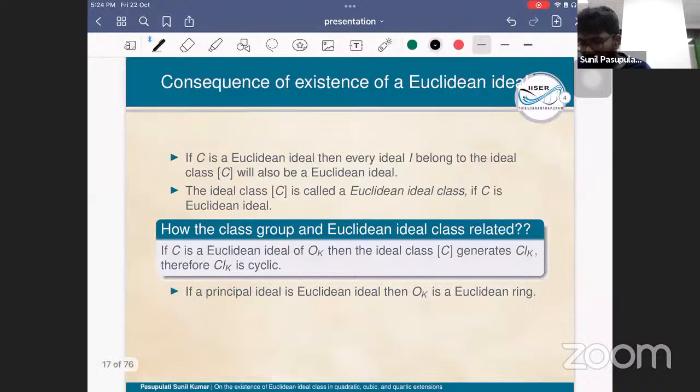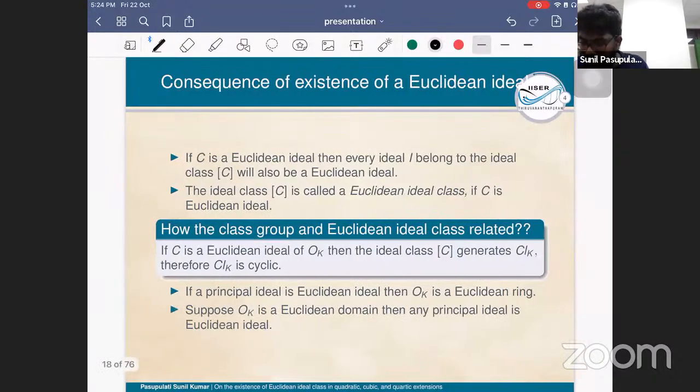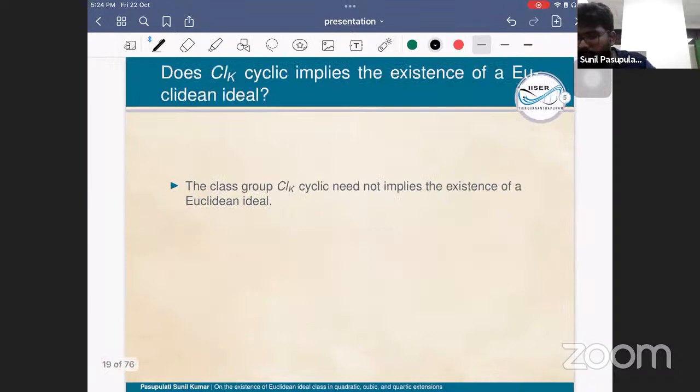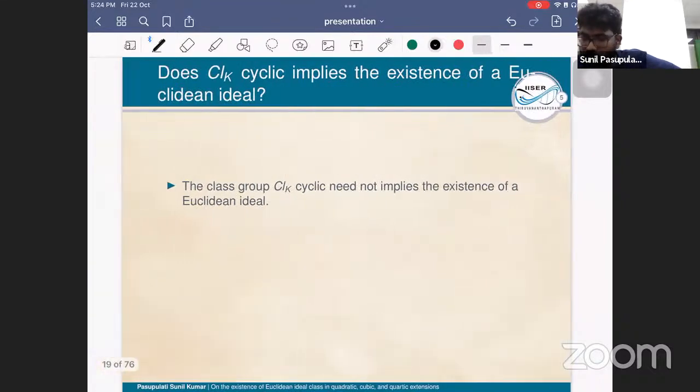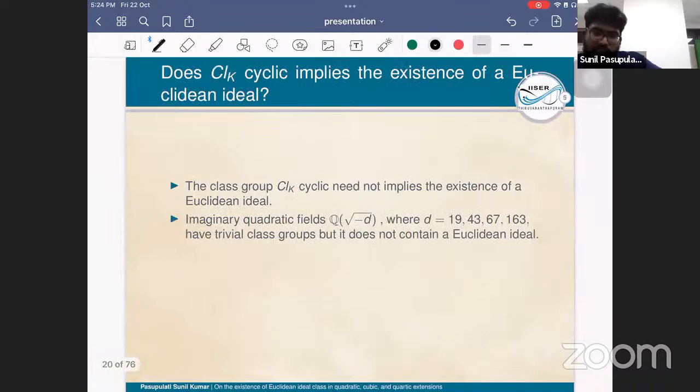This is something I already spoke about: if a principal ideal is Euclidean, then OK is a Euclidean ring. And if OK is a Euclidean domain, then any principal ideal is a Euclidean ideal. Now the question is, does the class group of K being cyclic imply the existence of a Euclidean ideal? Not necessarily. For example, imaginary quadratic fields, we know that these are actually Euclidean domains, but they are not PIDs.